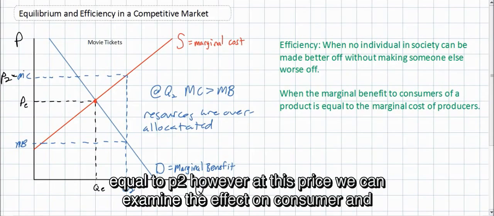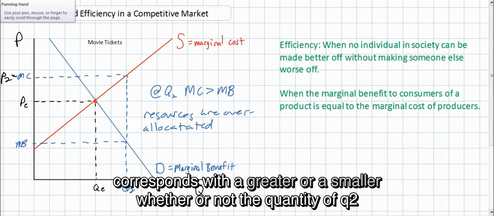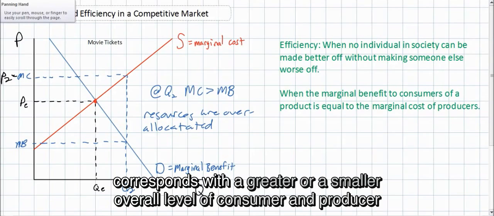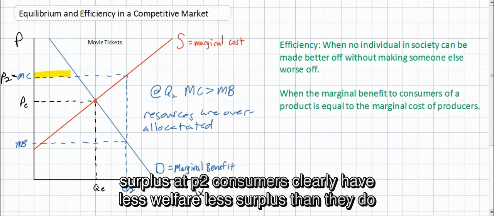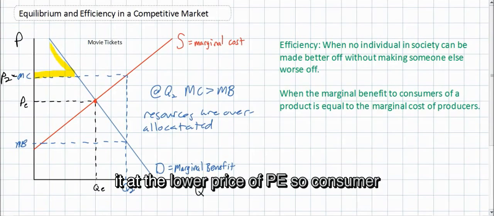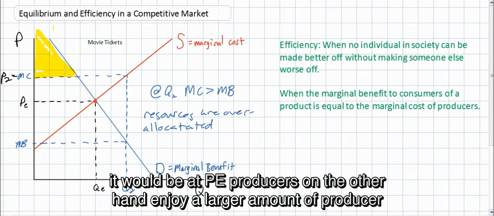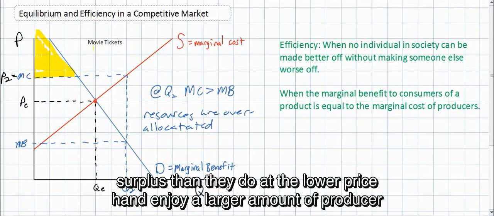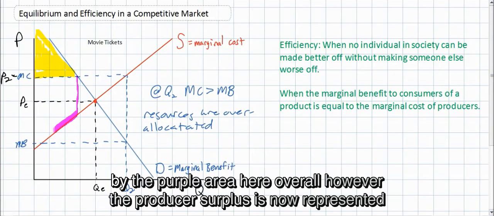However, at this price, we can examine the effect on consumer and producer surplus, and therefore examine whether or not the quantity of Q2 corresponds with a greater or a smaller overall level of consumer and producer surplus. At P2, consumers clearly have less welfare, less surplus than they do at the lower price of PE. So consumer surplus is now a smaller triangle than it would be at PE. Producers, on the other hand, enjoy a larger amount of producer surplus than they do at the lower price.